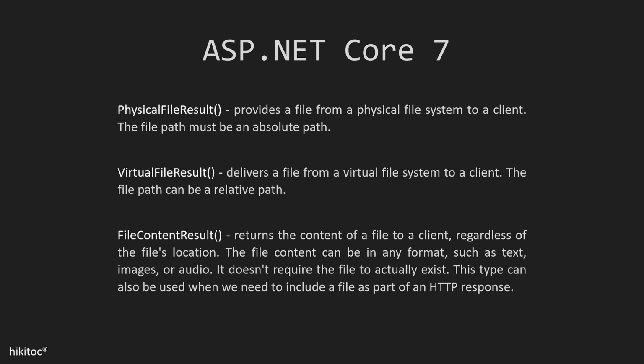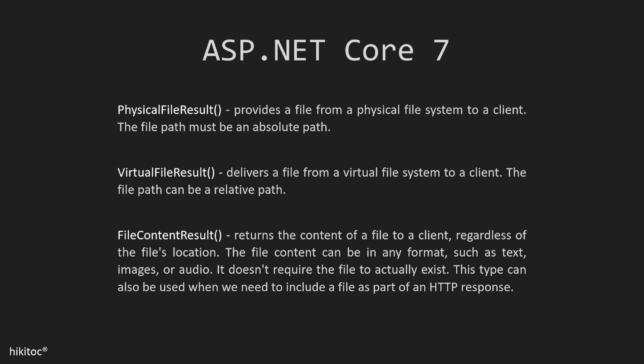The first one is the PhysicalFileResult, which provides a file from a physical file system to a client. The file path must be an absolute path. A VirtualFileResult delivers a file from a virtual file system to a client. The file path can be a relative path.